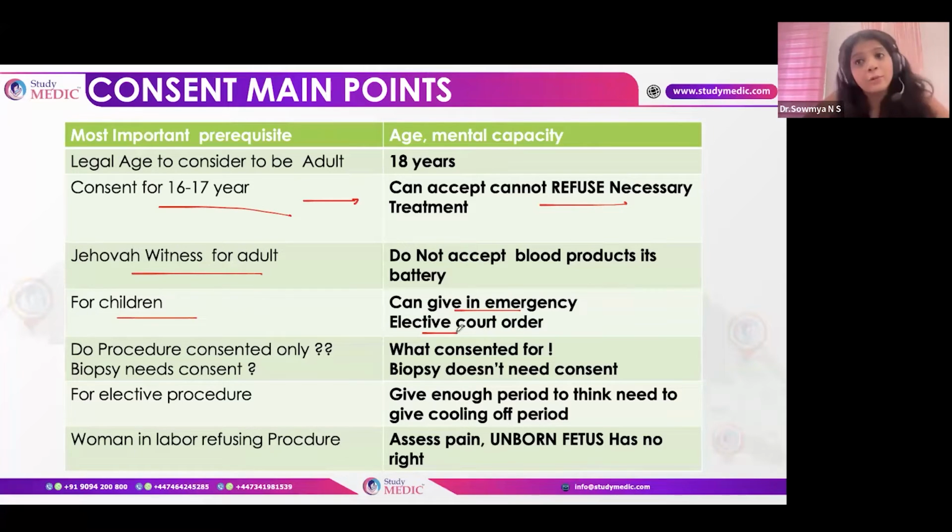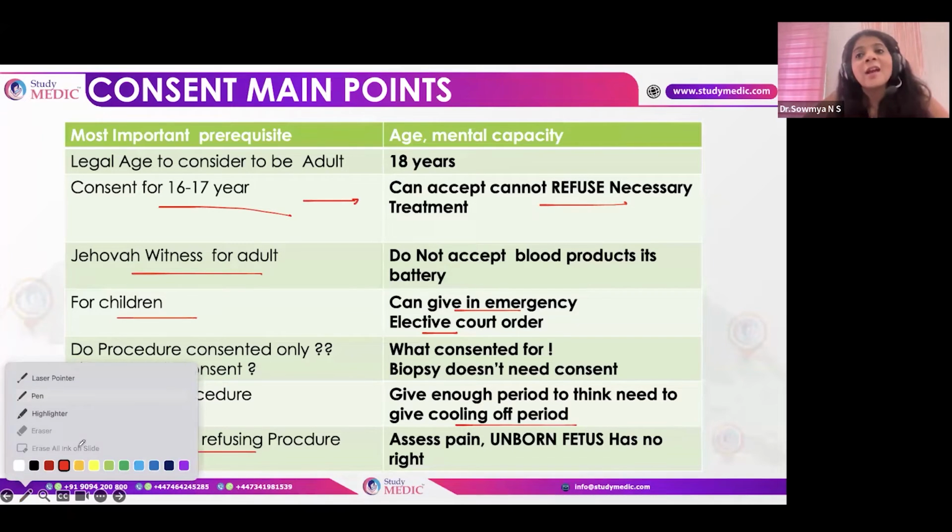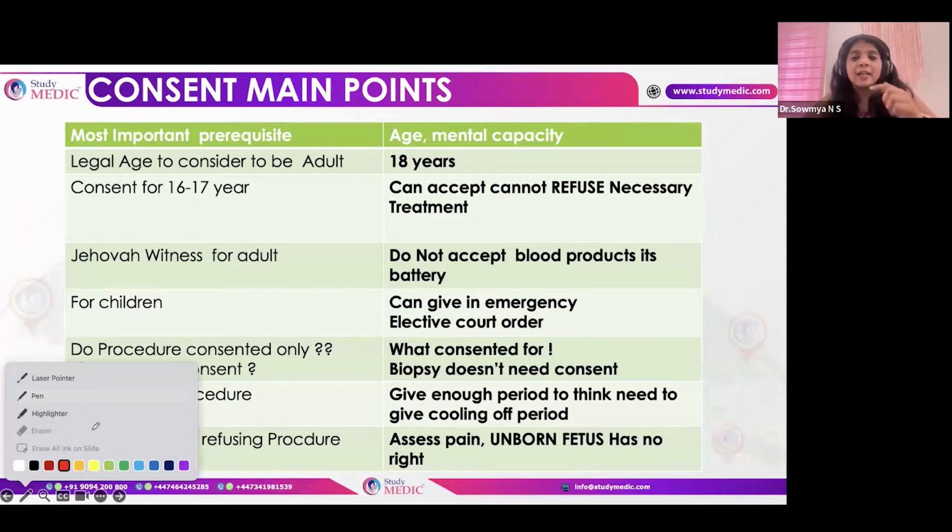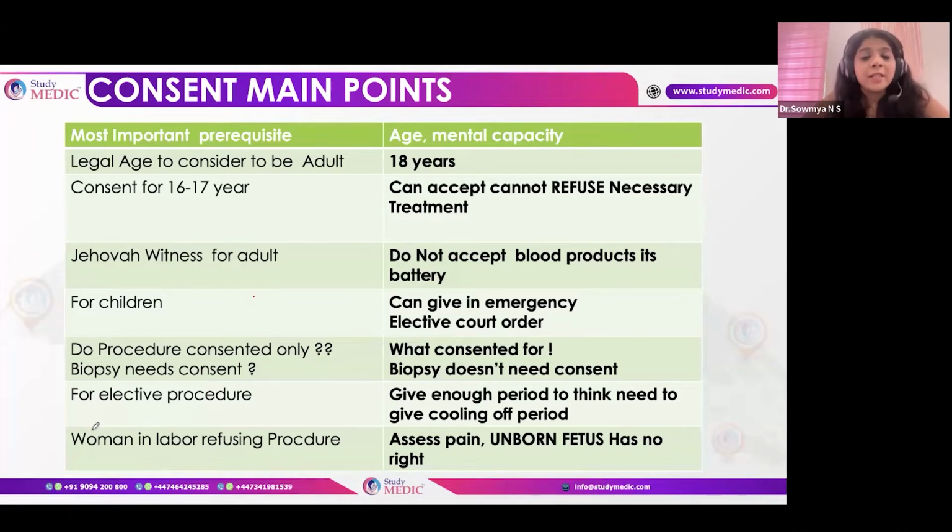If it is an elective case, you can take a court order. Do the procedures need to be consented? Definitely yes. You have to do the procedures which are consented unless it is life-threatening for the patient. A biopsy doesn't need a consent. Elective procedures: for any woman who is undergoing an elective procedure, you need to give enough time for her to think and see the pros and cons, and that is what is called the cooling off period. Women in labor refusing the procedure: you have to always assess her pain and see why she is refusing. And if she has the capacity and she still doesn't want the procedure.